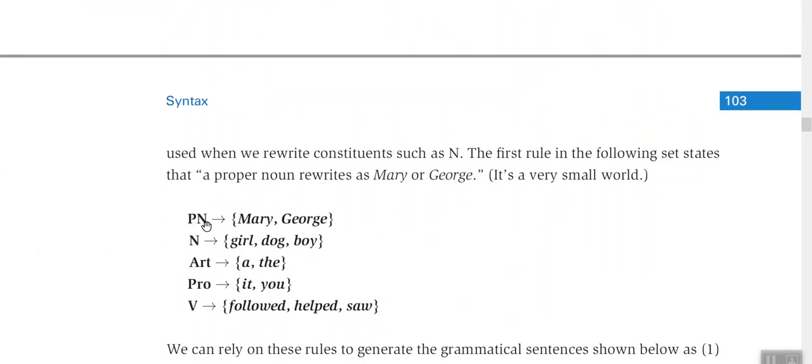So proper noun. What is a proper noun? Of course, Mary, George, Ahmed, Ali, Tom, Zahra, Fatma, etc. Noun, in general: girl, dog, boy, the door, the pen, the book. Article: a and the. Pronoun: it, you, she, he, they, we. Verb, lexical verb: follow, help, see, read, write, watch. You see?